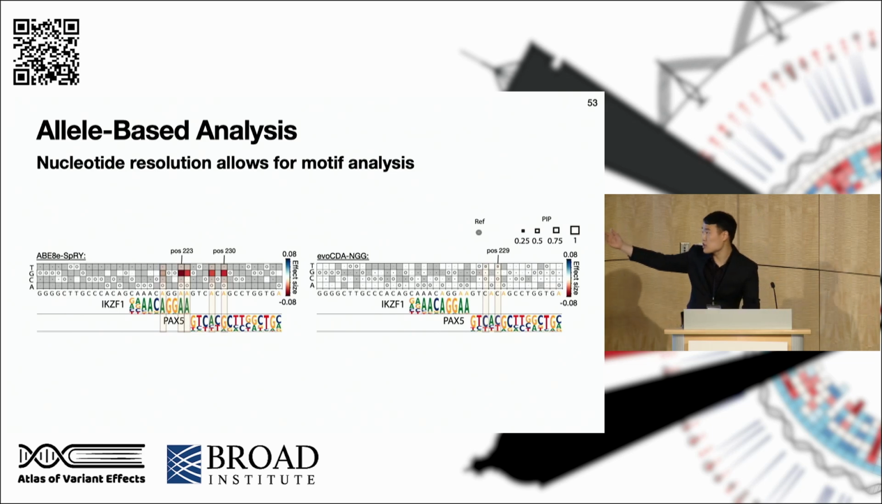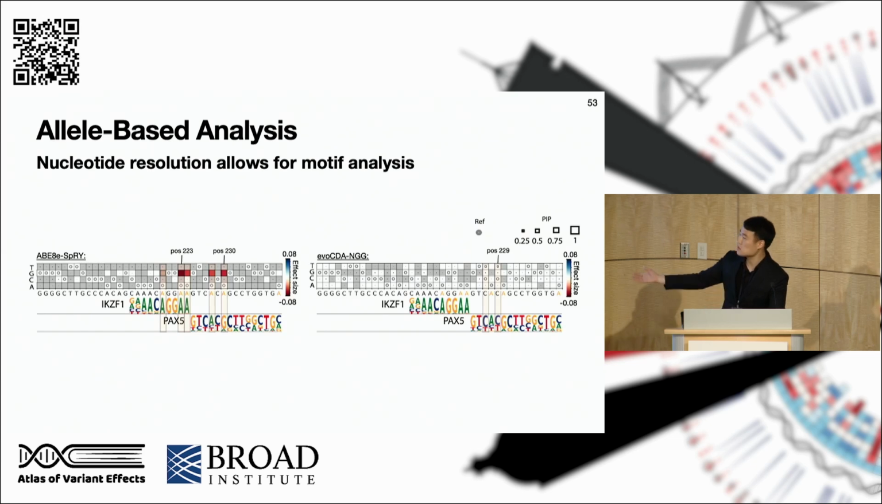I would first like to direct your attention to the ABE8 screen. We can see that the A to G edits that have been called significant hits coincide with the motif. So it makes sense that perhaps these edits perturb the motif, so these factors cannot bind anymore, which could explain why these edits have been purported to cause CD19 depletion.